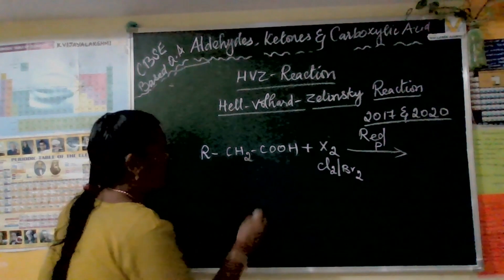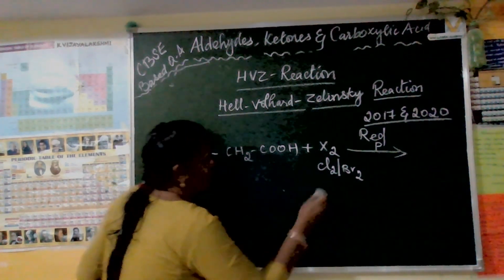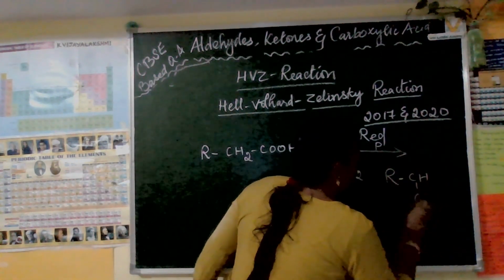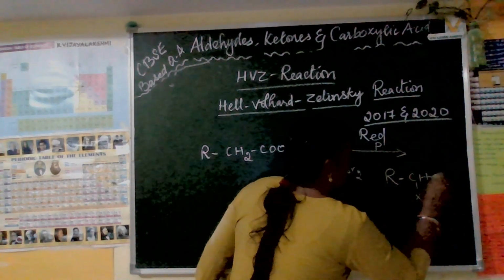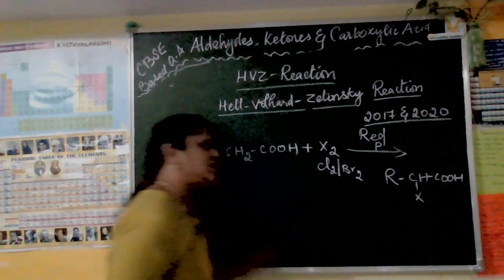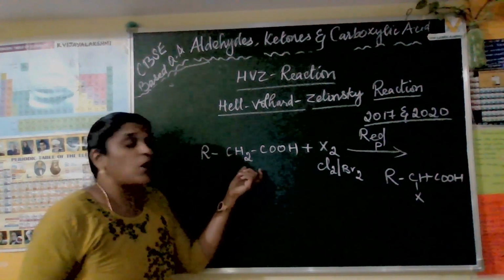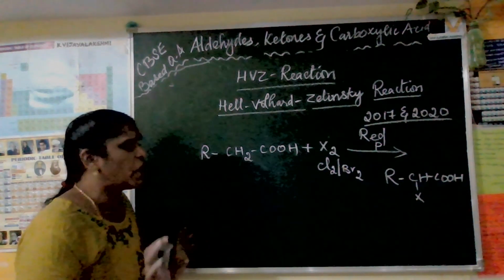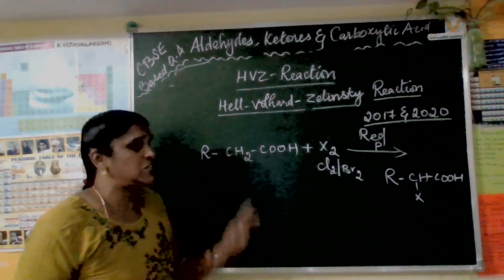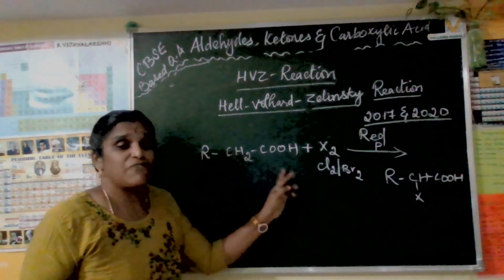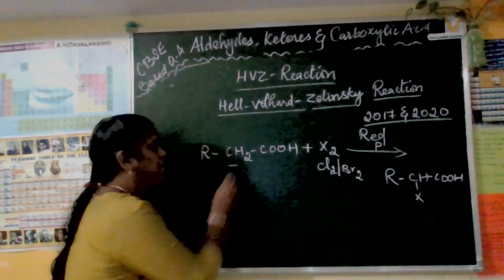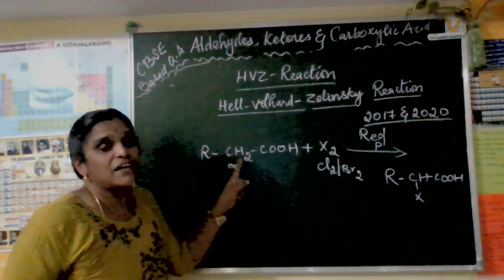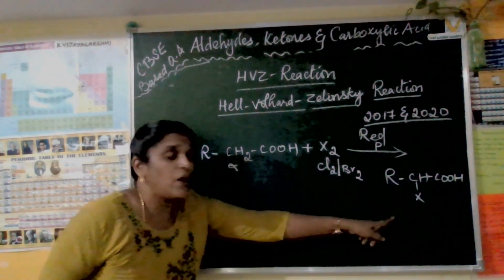So what will you get here? R CH X COOH, where X is Cl or Br. For this reaction, one important requirement is necessary. It has to have an alpha hydrogen. So what do we mean by alpha hydrogen? Where there is a functional group, the carbon next to it is the alpha carbon, and the hydrogen on it is the alpha hydrogen. Hope you're clear. Since this has an alpha hydrogen, it will give halo acids.